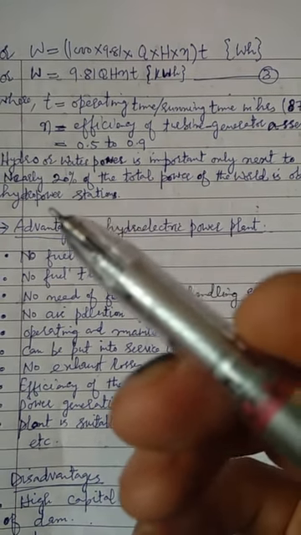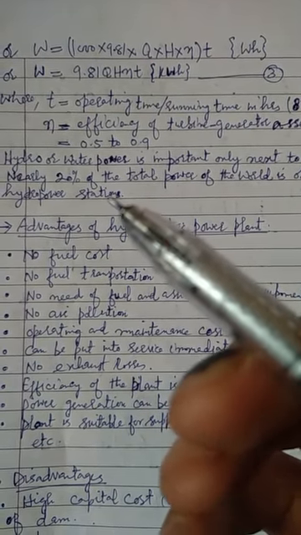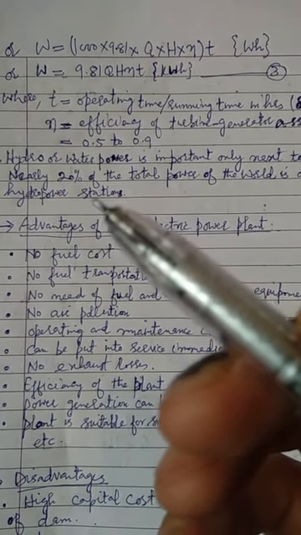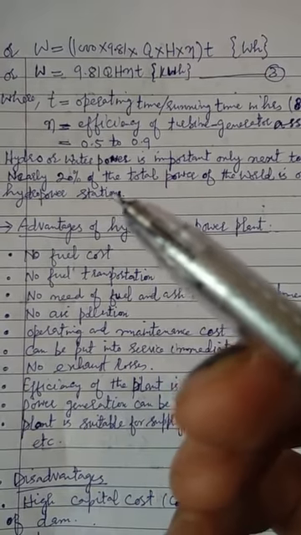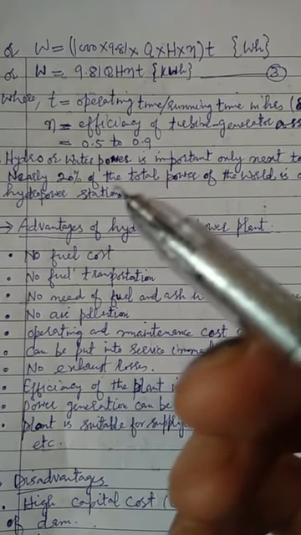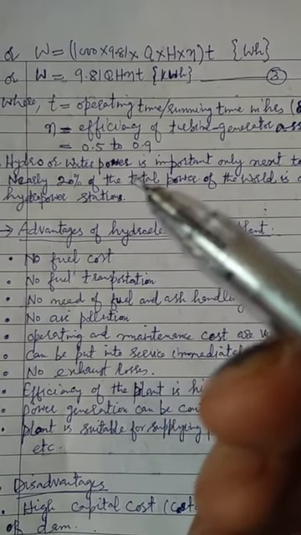This hydroelectric power plant is cheap in running, but its installation needs more cost. That means the capital cost is more as compared to thermal, but its running cost is less as compared to a thermal power plant. So this is all about the introduction of the hydroelectric power plants.